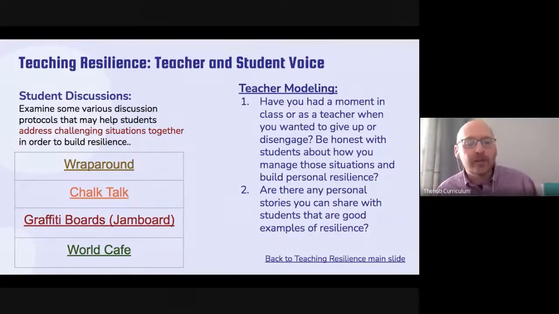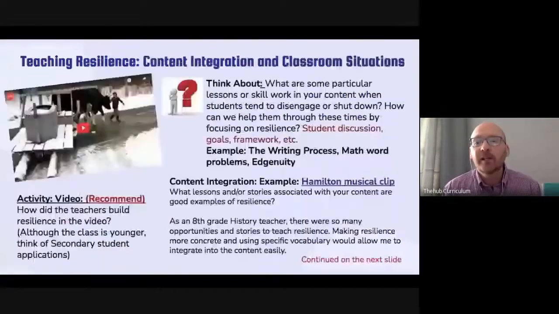So here are 4 examples of student discussion protocols you could use. Some are more verbal, others can work with online tech tools. So I encourage you to check those out.